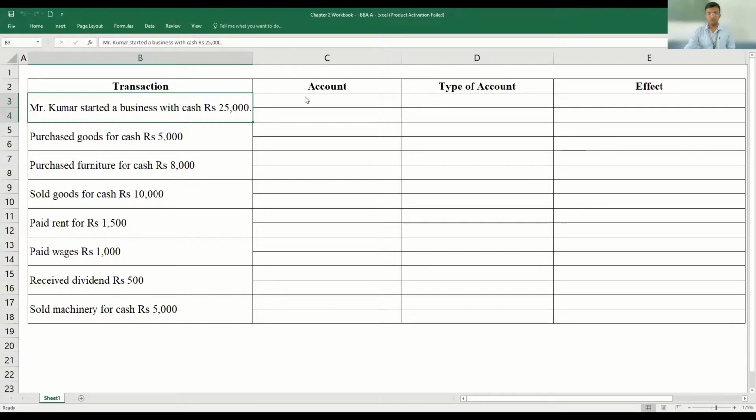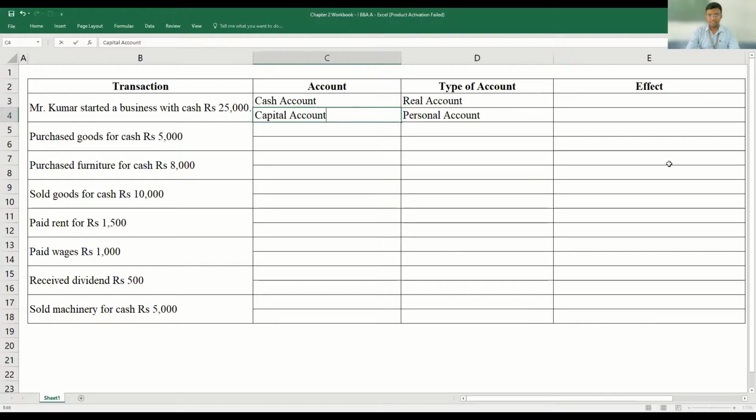So the 2 accounts which are involved over here, the first is cash. So we have cash account, and then we have capital account. Cash is what type of account? Cash is a resource, it is an asset. So this will be a real account. Capital, we know capital represents the proprietor's money, and since it is representing the proprietor's money, this will be a personal account. So cash account, and then capital account.